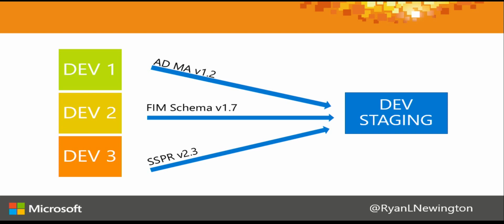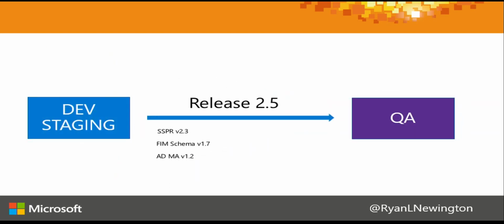We get our pieces working in a predetermined time before release. We take all of those and move them into dev staging. We increment the version number of each of our components. We do some basic testing and we make a release. So I've picked version 2.5 here with my 3 components that have changed in it. And we push that over to QA once we've done our basic sort of integration testing and we're happy that they're all working together.